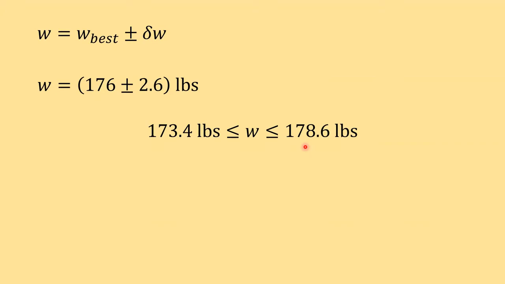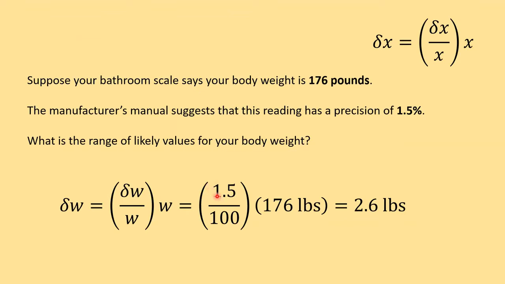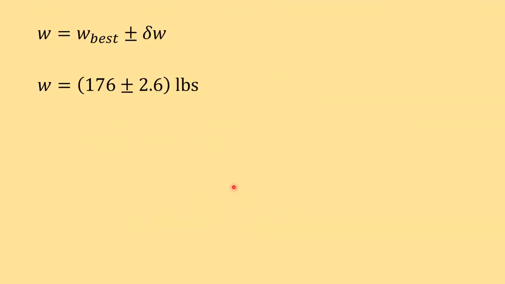Now, is it impossible that your true weight would be 179 pounds? Because that's outside this range. It is possible because this whole process is approximate. Actually very possible that it would be 179 pounds because this was just estimated anyway. When the manufacturer told you that the precision was 1.5%, even that number is approximate, it's an estimate.